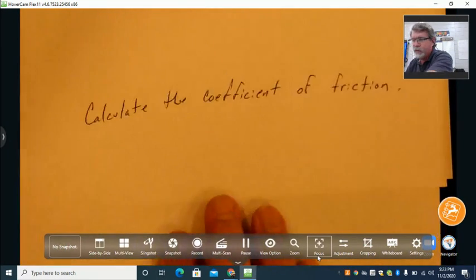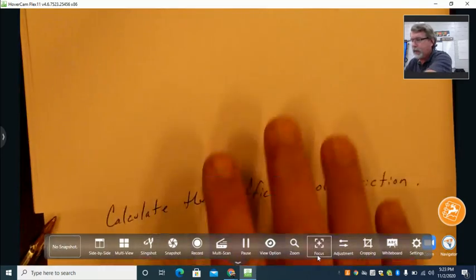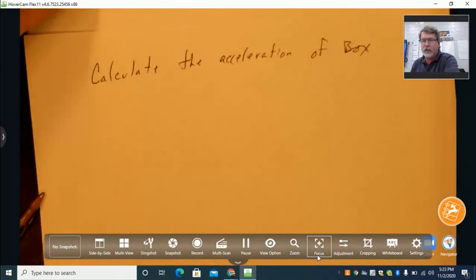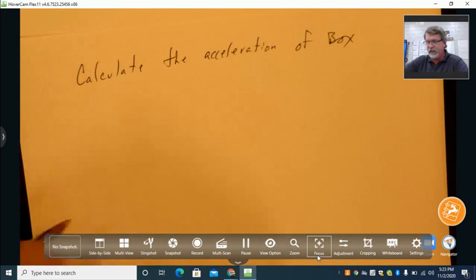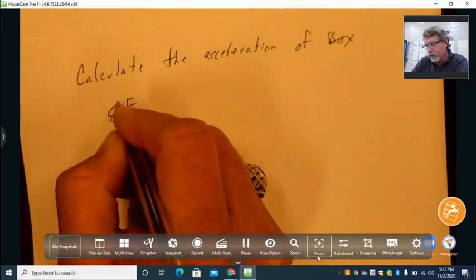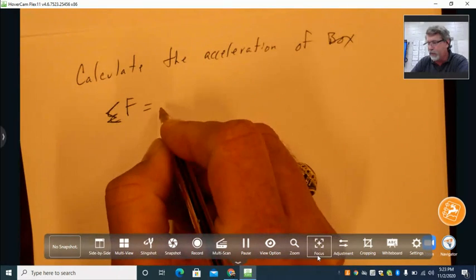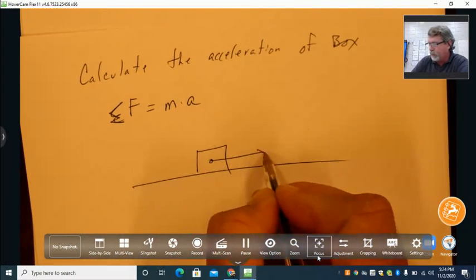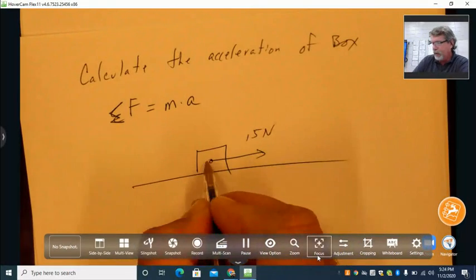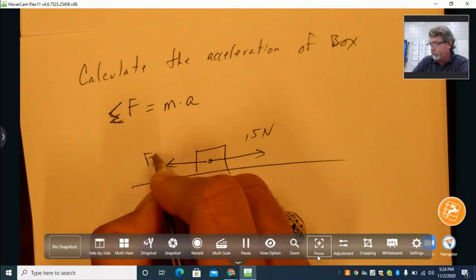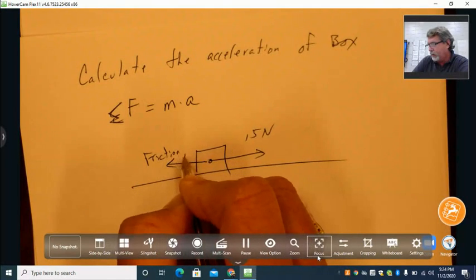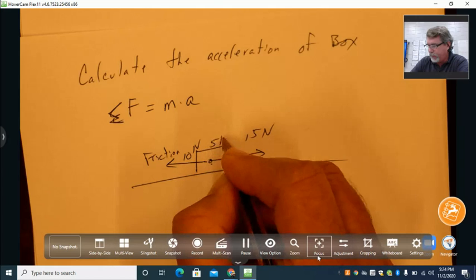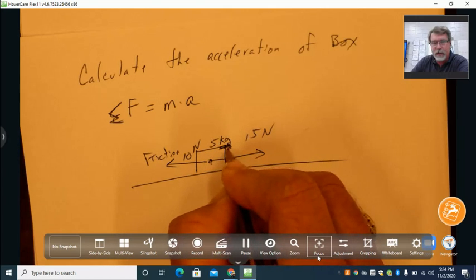So we'll start off by simply calculating the acceleration. Calculate the acceleration of a box. Well, remember Newton's second law says the sum of all the forces makes a mass accelerate. So if we have a box and somebody's pulling with 15 newtons, and somebody else, or friction, is acting with, say, 10 newtons, and we'll give this a box of 5 kilograms. So remember, this is a common mistake.